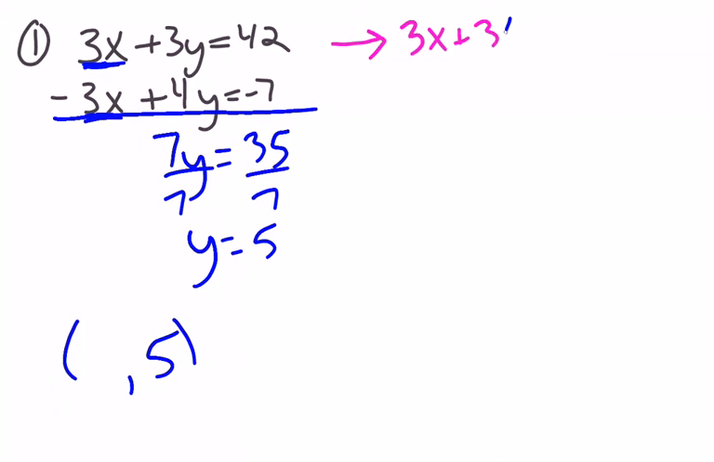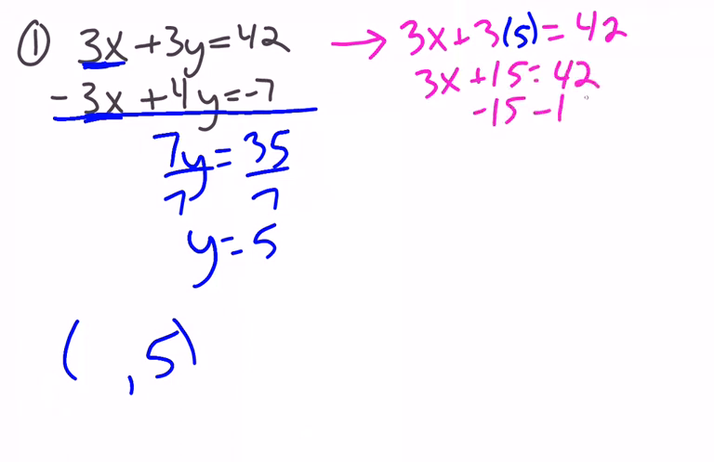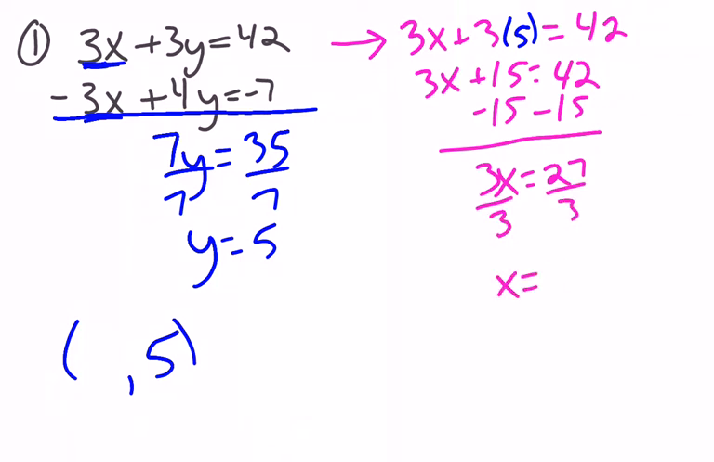3x plus 3 times 5 equals 42, and solve that equation. So 3x plus 15 equals 42. Subtract 15 from both sides. So 3x equals 27. And divide by 3. So x equals 9. So now I have an x and a y value.